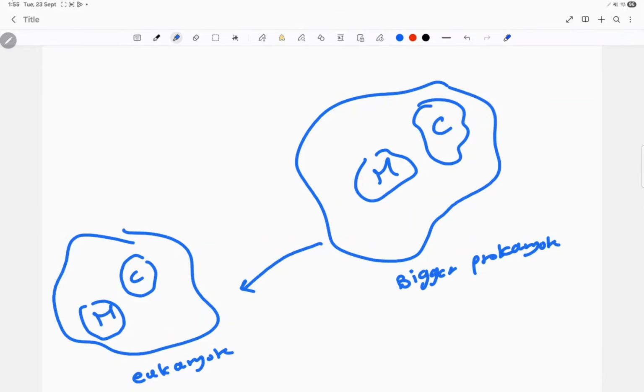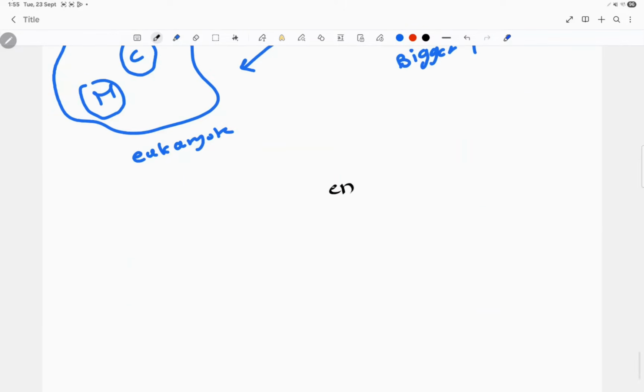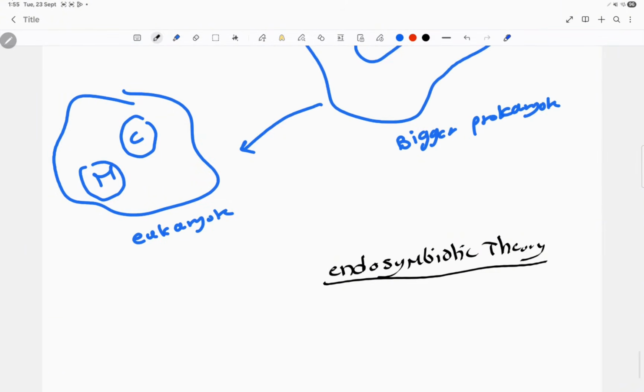Now, this might seem like an unreal story. It's actually real. It's actually now a theory called the endosymbiotic theory. A theory means evidence, just like the theory of evolution. It has evidence to it. So what is the evidence behind this theory, behind this funny story? Well, first of all, both the chloroplast and the mitochondria seem to have two membranes, not one.